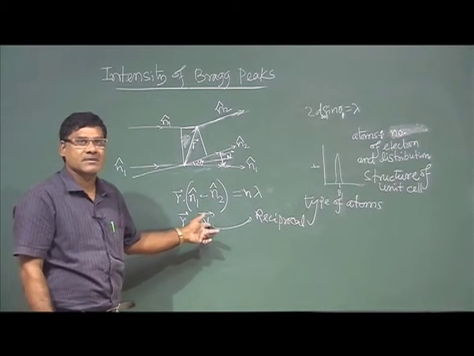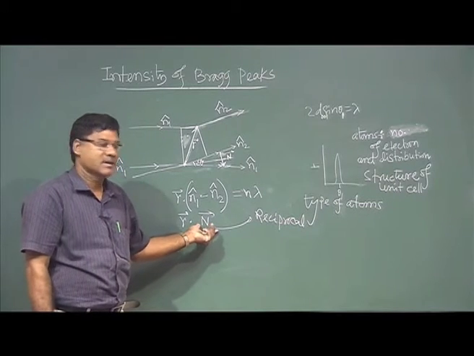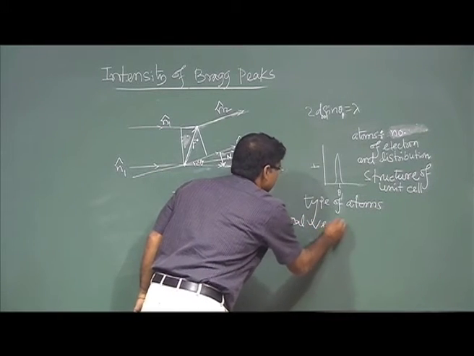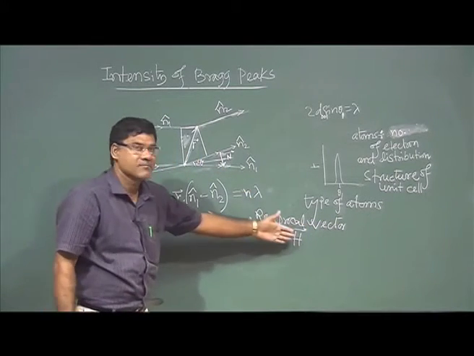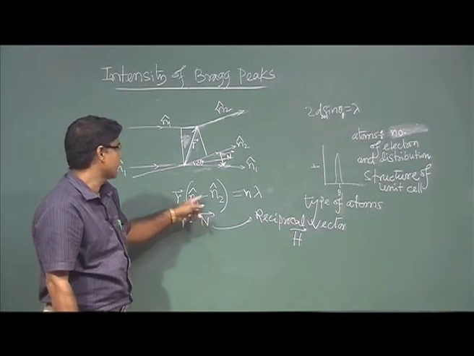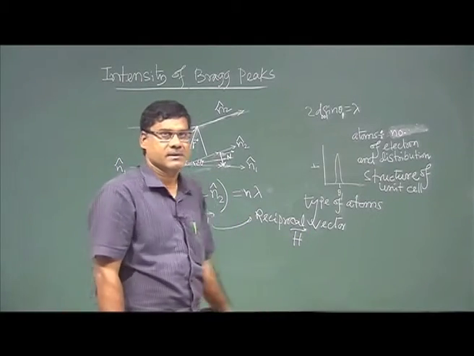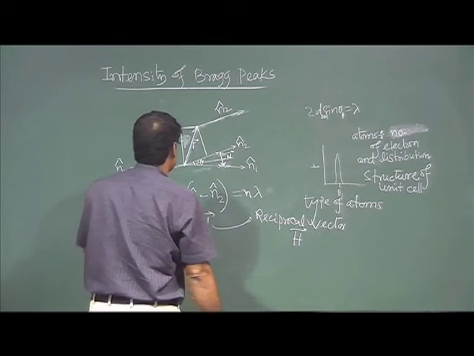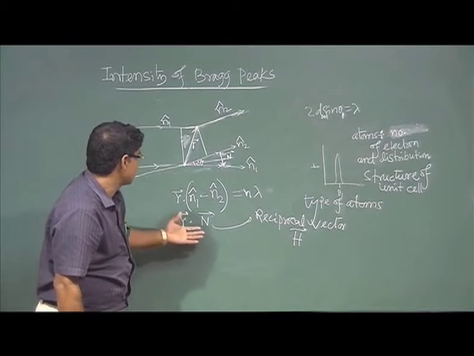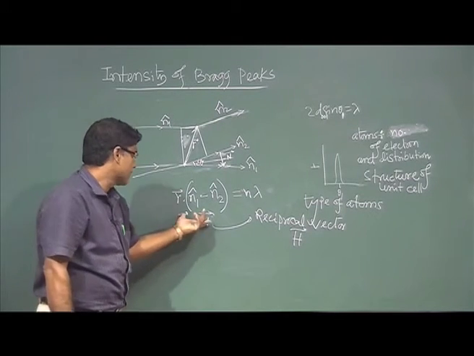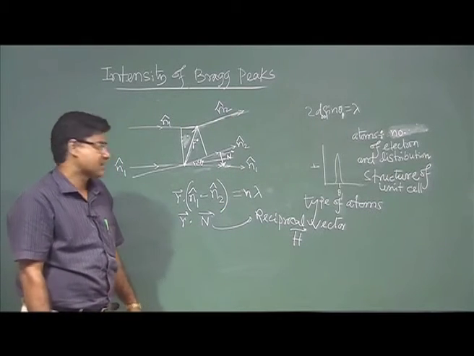So, direction wise it is the reciprocal vector H, but magnitude wise it may be different, because here it is a unit vector. So, one has to multiply with an appropriate factor, right, 2 pi over lambda, etc. So, this is a very important one, and this is the path difference, and this will give the phase difference between the scattered X-rays.